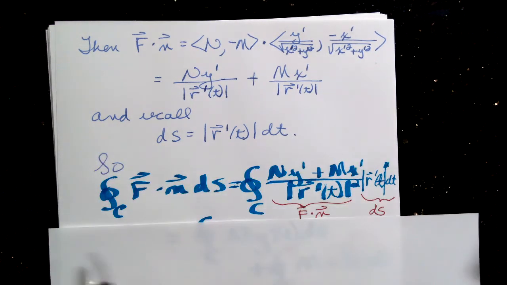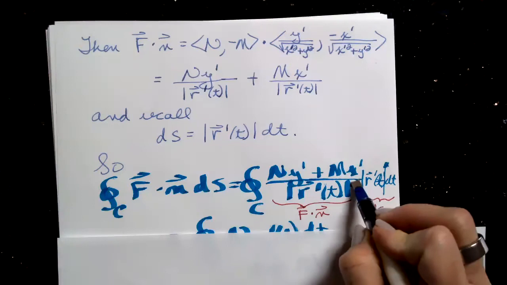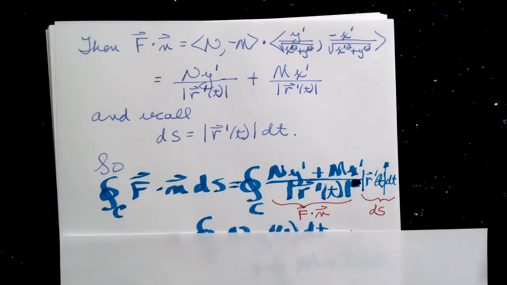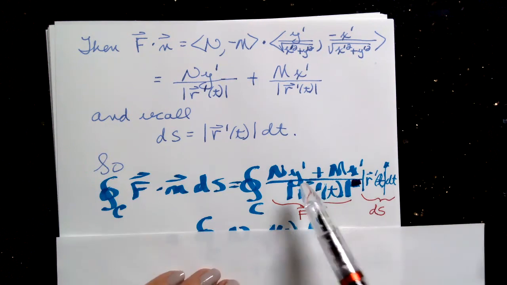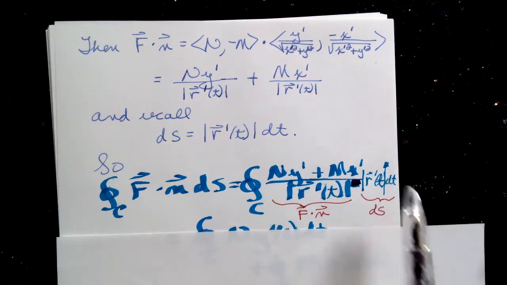So if I look at the line integral of F dot n ds, I write in my F dot n, I write in my ds. I notice that the length of r prime, this should not be a squared, that's a typo. It's going to be the wrong color, but that's a typo. There's no square there. It's just divided by the length of r prime. So the length of r prime cancels out.